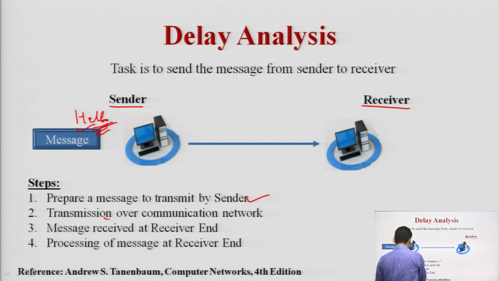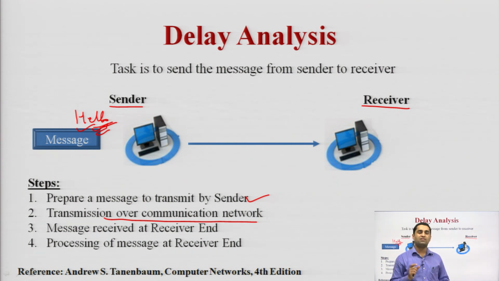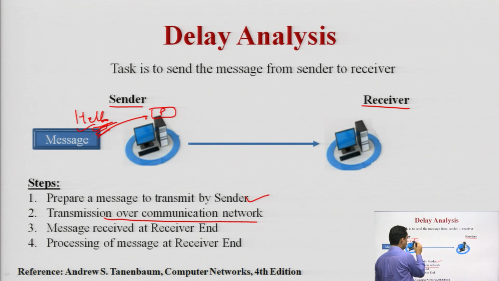Second step is the transmission over the communication network. Means my packet is ready, that hello message is ready, which is wrapped many times by the header and the trailer by the OSI model, and now it is ready to transmit. When we are talking about ready to transmit, what exactly does it mean? This is the communication channel. Now, this message is converted to a packet, and this packet or signal is on this transmission link. So, from this point to this point, we have a transmission link. So, this is basically the transmission over the communication network. This is the second step.